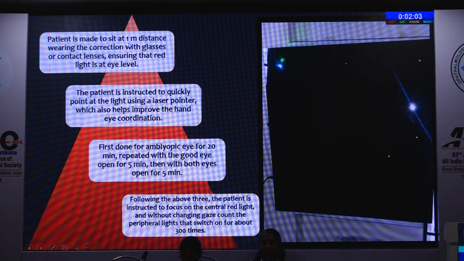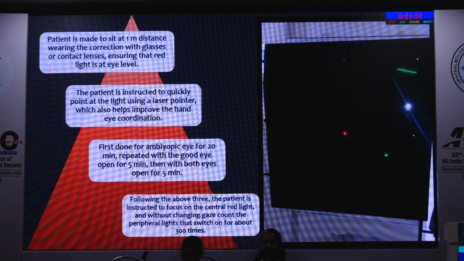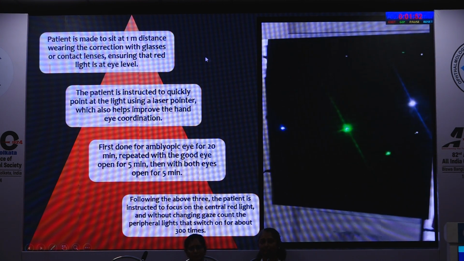Okay, during a therapy session, the patient is made to sit at 1 meter distance wearing the optimal correction, such that his eye level is at the level of the red light. Then he is instructed to quickly point at the light that is flickering using a laser pointer. This also helps with hand-eye coordination. First, it is done with the amblyopic eye open and the good eye patched for 20 minutes. Following that, the patching is reversed and the good eye is treated for 5 minutes, and then with no patching, we treat binocularly for 5 minutes. This is the first kind of therapy, which involves an overt attention mechanism.